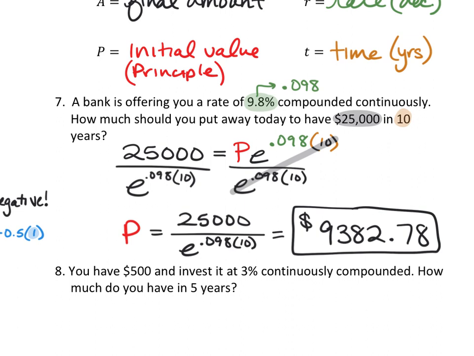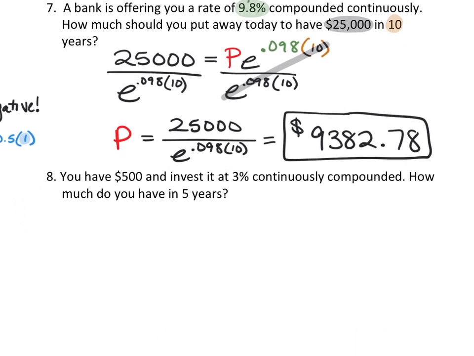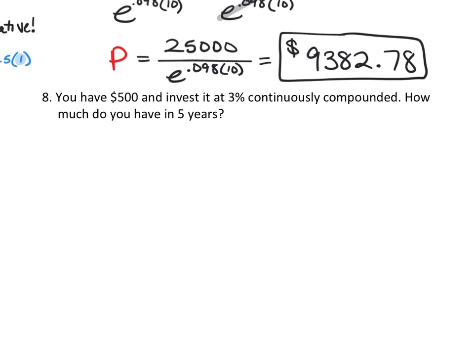Okay, can we try another one? It's going to be a different kind of question, but same continuously compounded formula. It says you have $500 invested at 3% continuously compounded. How much do you have in 5 years? Okay, 500, is that A, P, R, or T? P, because we are principally investing $500. So the number right here will be 500.